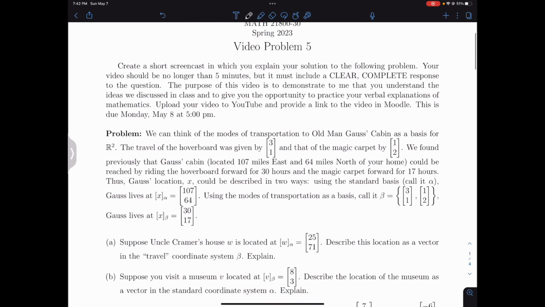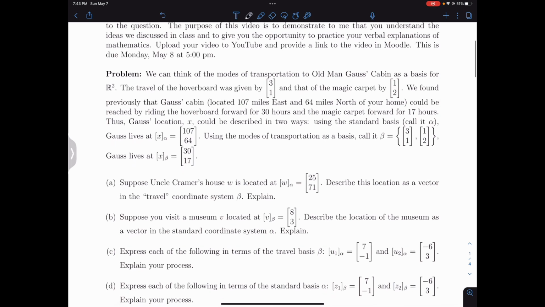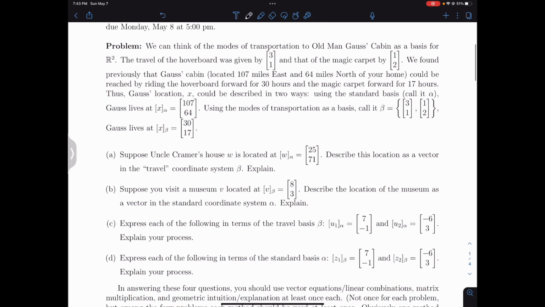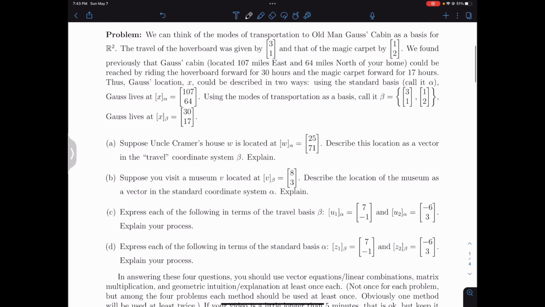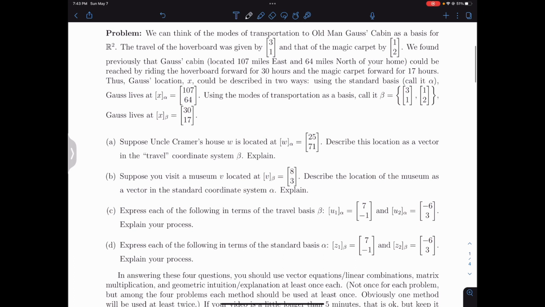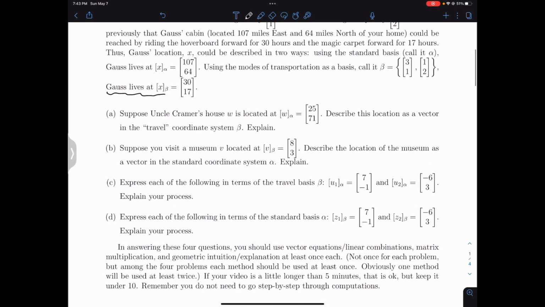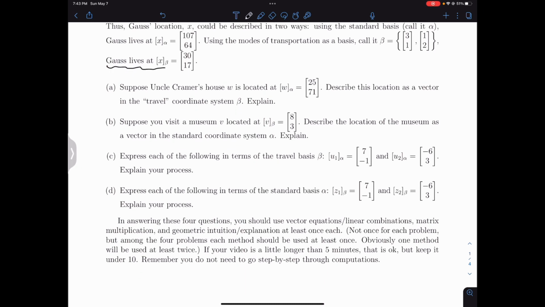Alright, back with video problem number 5. For this one, we're back thinking about Old Man Gauss. If you need a refresher, go check video problem 1. We have our vectors describing movement by the hoverboard and the magic carpet. Now we know that we can use this to represent a new basis in R2. And here it just states that, in this new basis, Gauss lives at 3017.